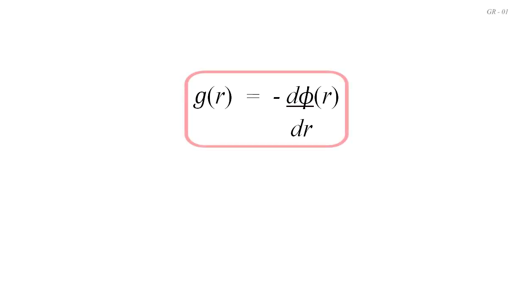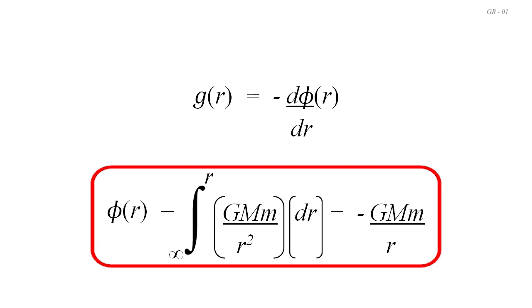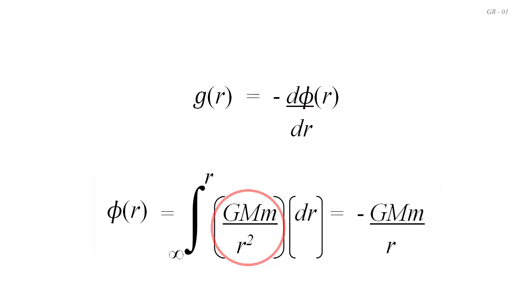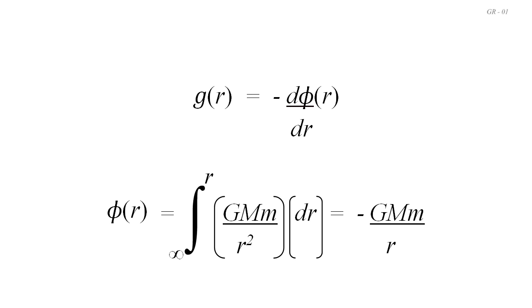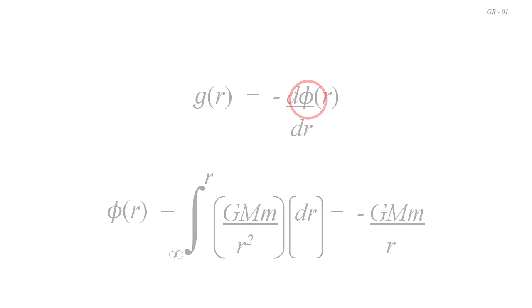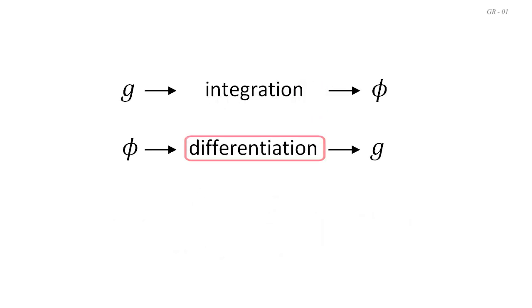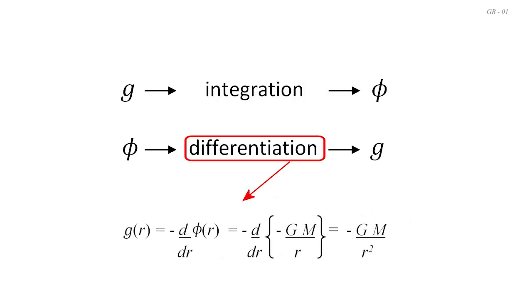Mathematically, you can think of this differential relationship as being the opposite of the integration that we had to do in order to get from the field g of r to the potential phi of r. This differential relationship gets us back to the gravitational field g from the gravitational potential phi. You can check this out by actually doing the differentiation. The gravitational field strength g is minus the differential of the gravitational potential phi with distance, which turns out to be minus GM over r squared as expected.